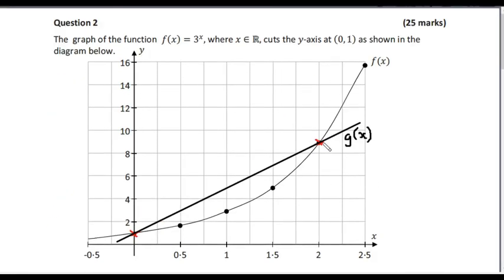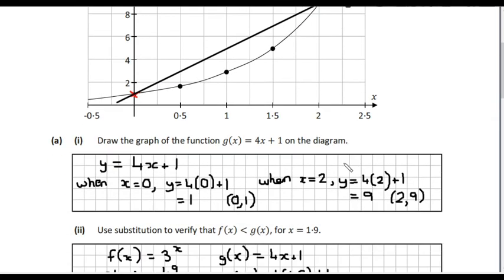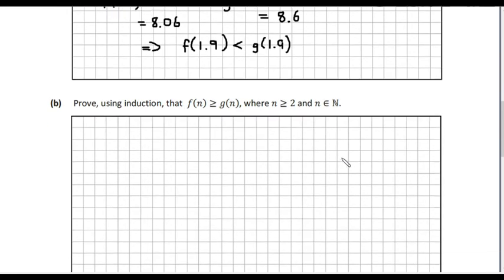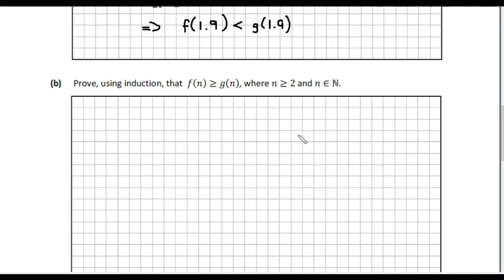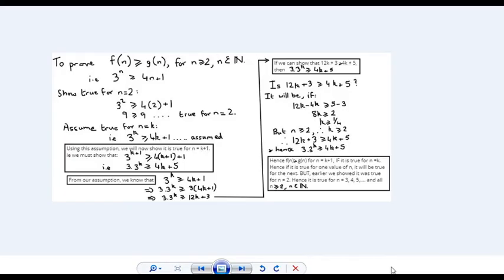So we can see here that, judging by our diagram, for values of x greater than 2, it looks like f of x will be greater than g of x. But they want us to prove it's the case using induction. So there's a bit of work to this. Now I did a solution to this already, so I'm just going to show this now on the screen.